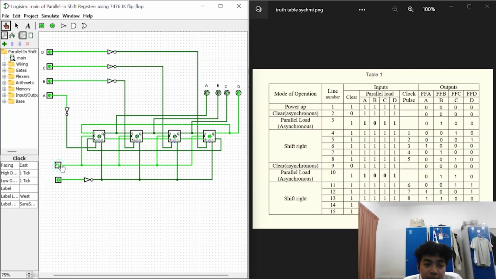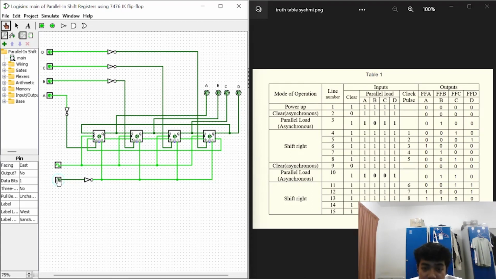For the third pulse, the output will be 1, 0, 0, 0. For the fourth pulse, the output will be 0, 1, 0, 0. For the fifth pulse, the output will be 0, 0, 1, 0. For the next operation, clear, the output will be 0, 0, 0, 0.